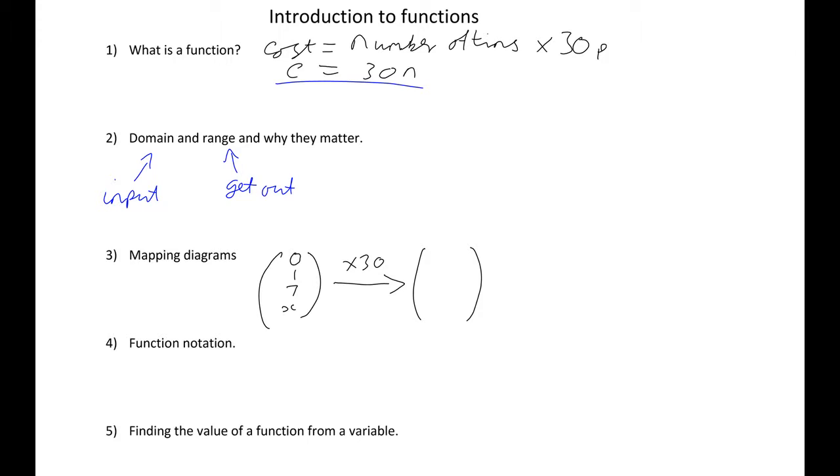Okay, so 0 times 30 is 0. 1 times 30, 30. 7 times 30, 210. x times 30, 30x. That is what a mapping diagram does. It just says, I'm going to take this number, I'm going to apply my function to it, and get to that number. Okay? So this really is stuff that you have done before. We are just pinning it down in mathematical notation.